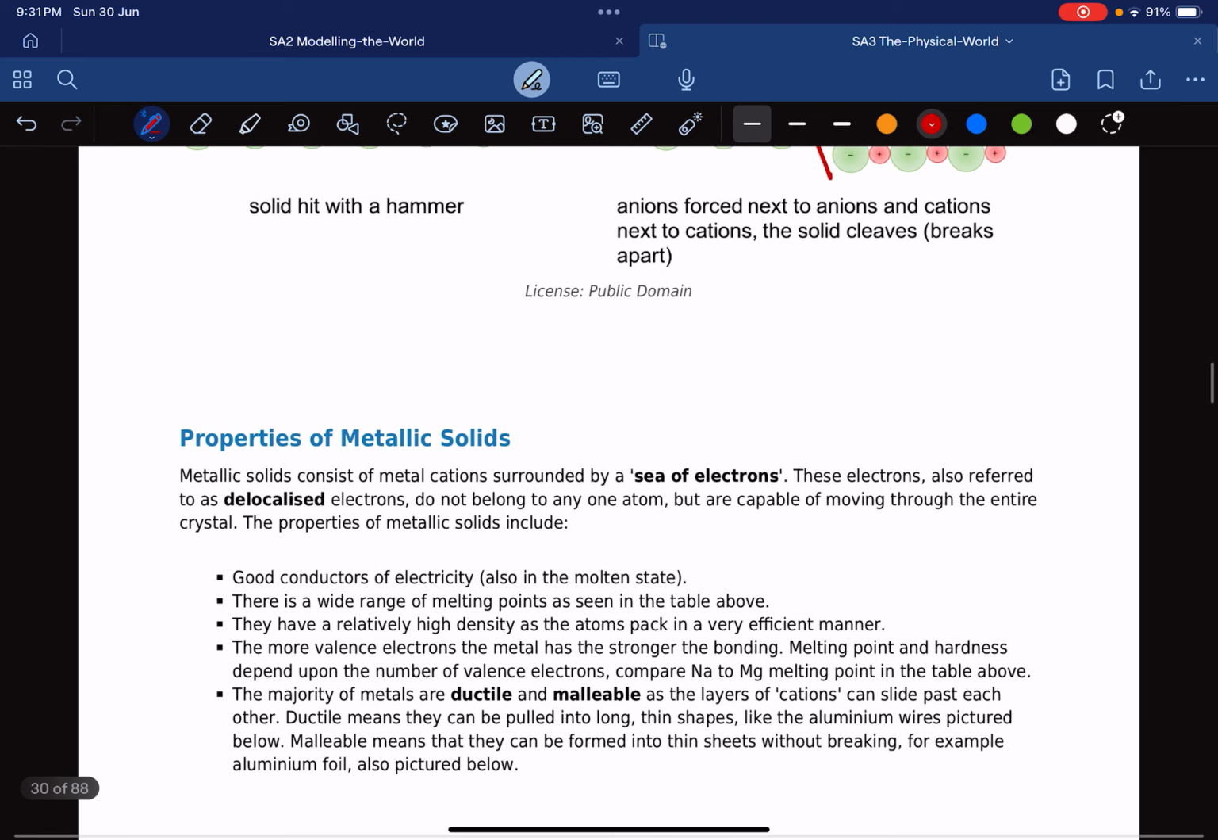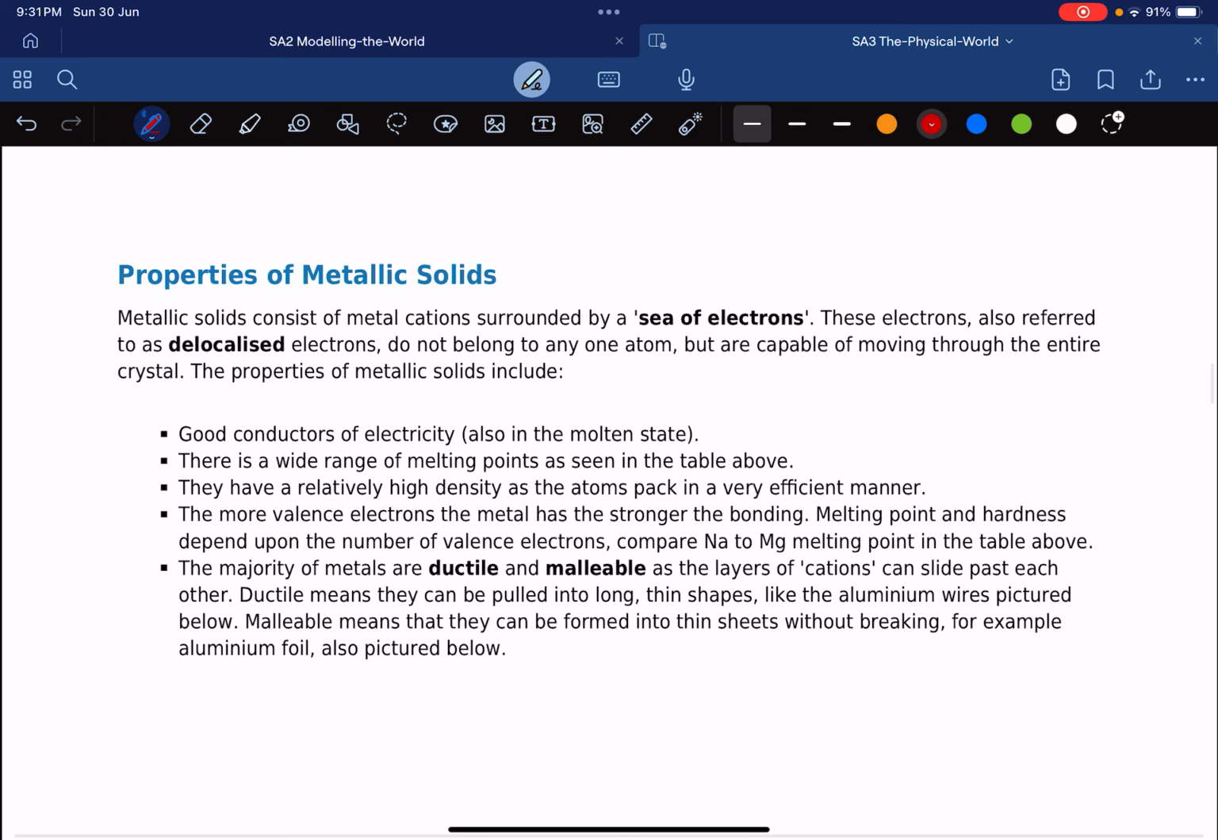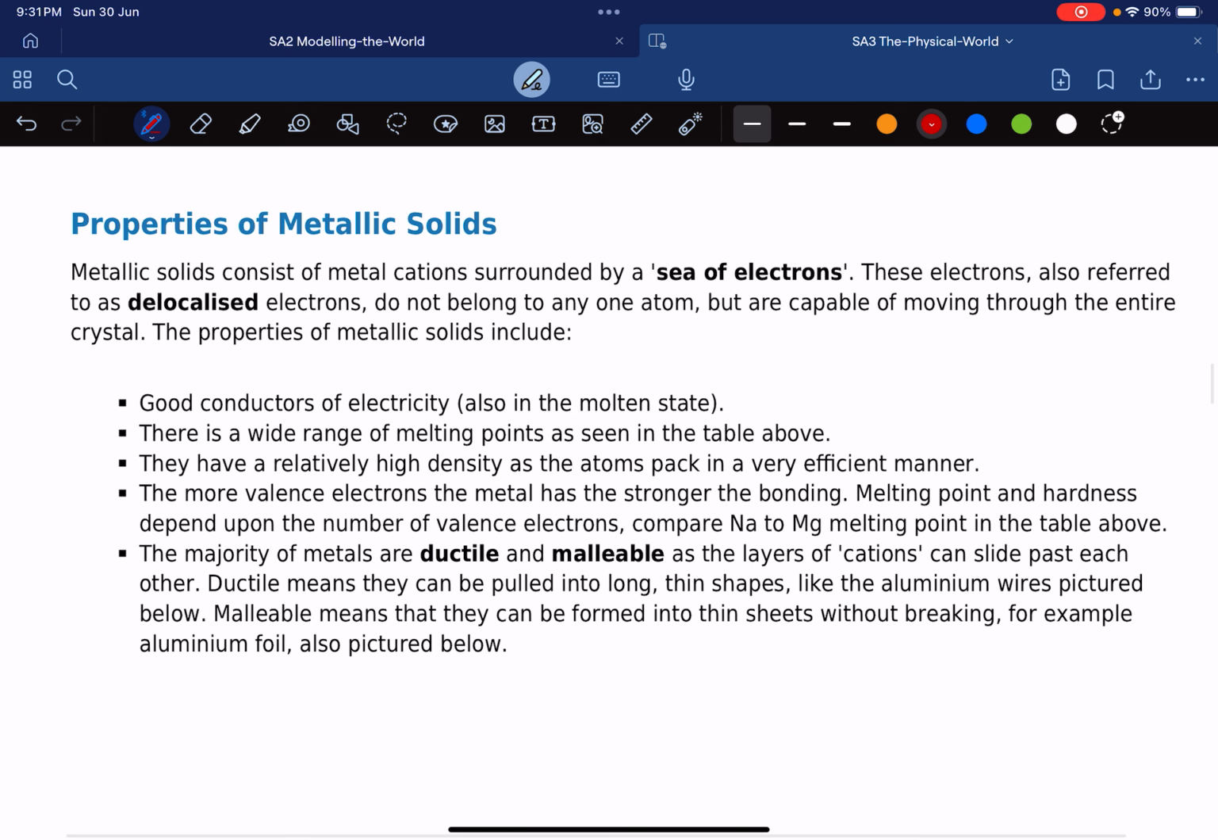Now, metallic solids are the best because metallic bonding is very flexible, and we looked at this earlier in the earlier chapters. They are good conductors of electricity. They have high density, which means that the atoms are all very tightly packed together. And one important criterion of metals is they are ductile and malleable.